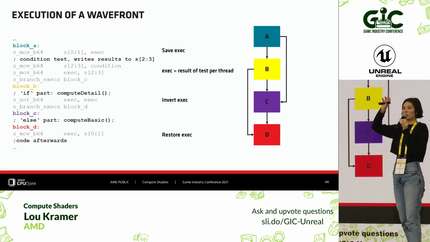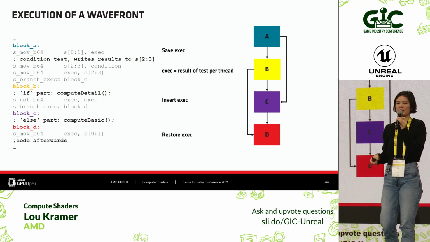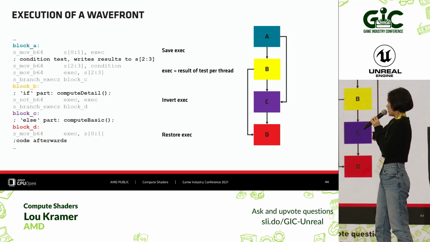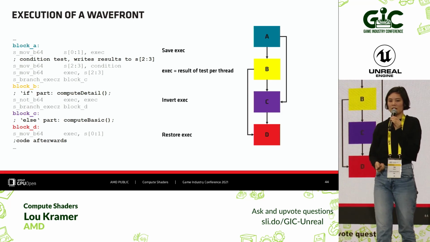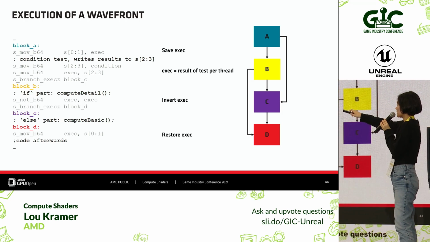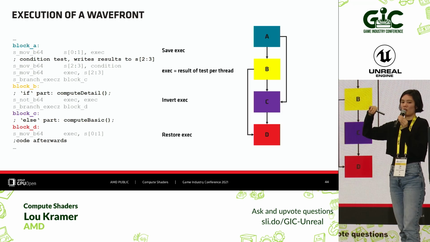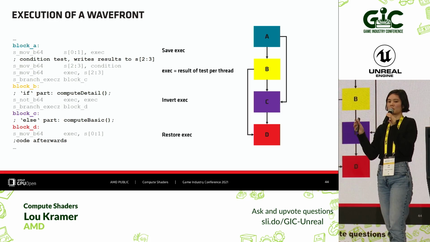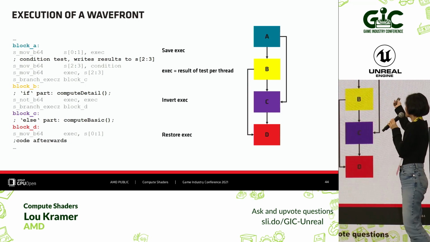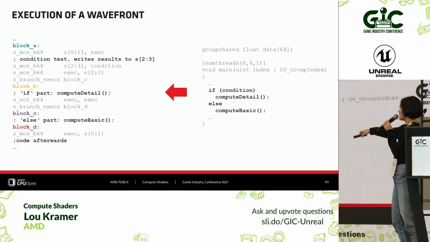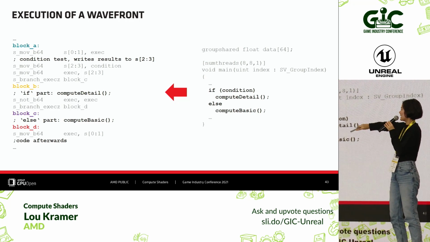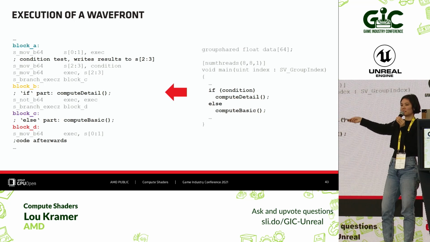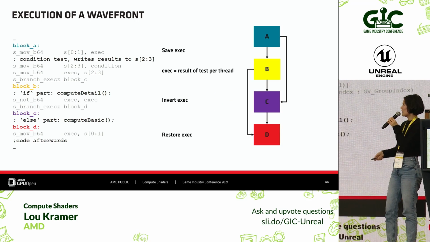So the A block is the preparation for our if-else, then B is our if part, C is our else part, and then D is everything after this. On the left is assembly. And basically what's happening is, before we have our condition, we have to save the current state. So if we go back, in the if condition, all the threads that are currently active are hitting this if condition. And then we have to store per thread if the result was true or false. And this is what's happening here.